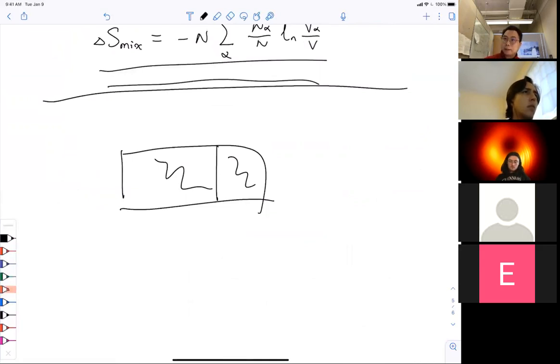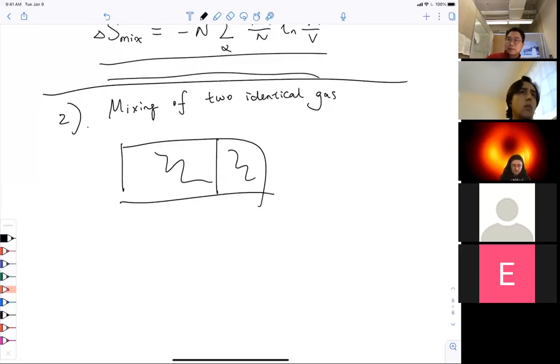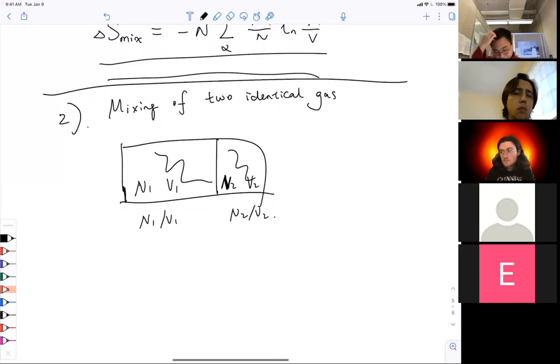And I can do it very quickly for you guys. We have only 8 minutes left, so I can do it very quickly. Okay, so this is a second situation, the mixing of two identical gases. The situation is the same thing: N1, V1 and N2, V2. And we also require the same pressure and the same temperature.